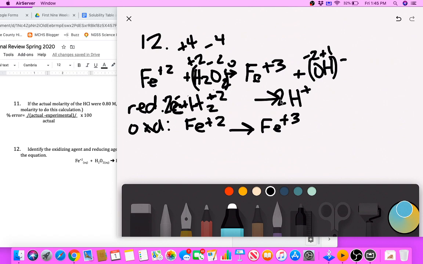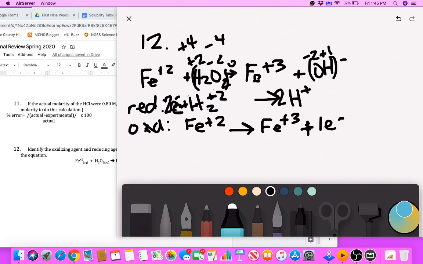Okay, so then let's look at our bottom one. We have +2 here, +3 here. So we're going to have to add electrons to the higher charge side to bring it down to the lower charge side. So +3, we're going to add 1 electron. And that is going to give us +3 and -1 here gives me +2, and then we have +2 over here.